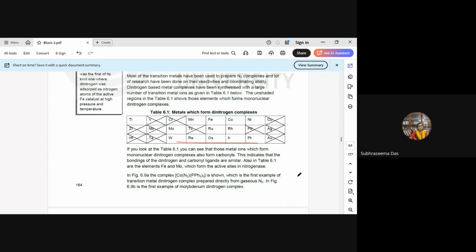Those metals which form dinitrogen complexes also form carbonyl complexes. This indicates that the bonding of dinitrogen and carbonyl is almost similar. Also, we see that elements like iron and Mo form the active sites in nitrogenase.